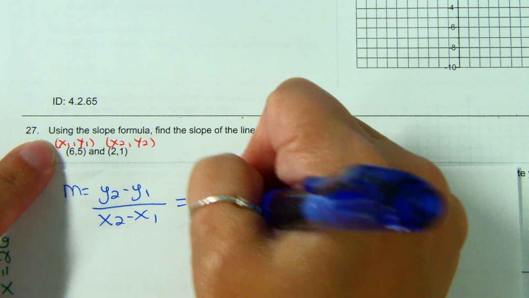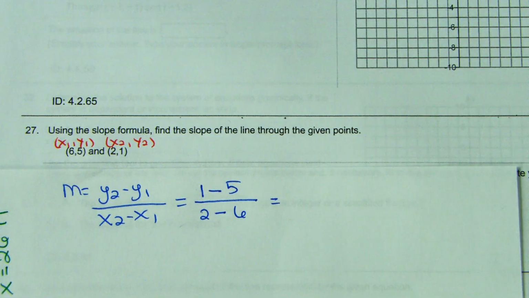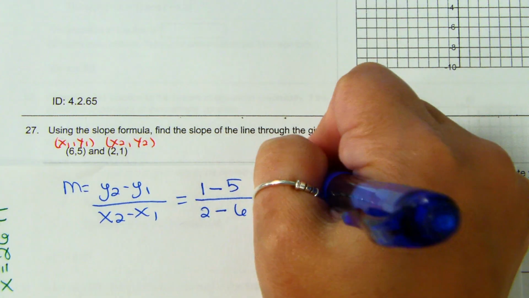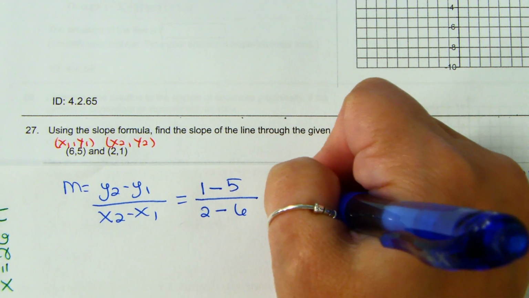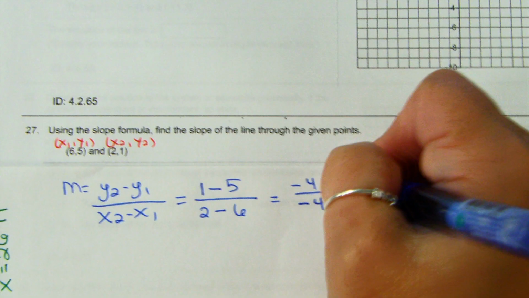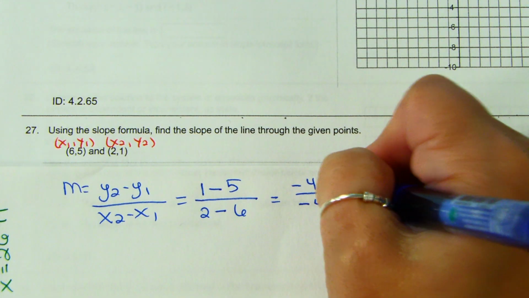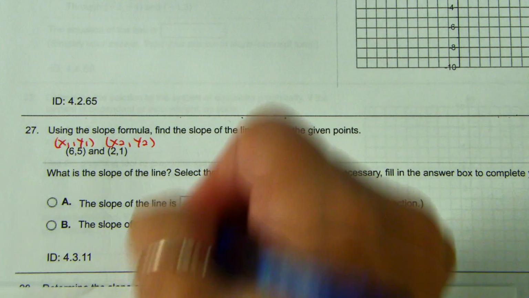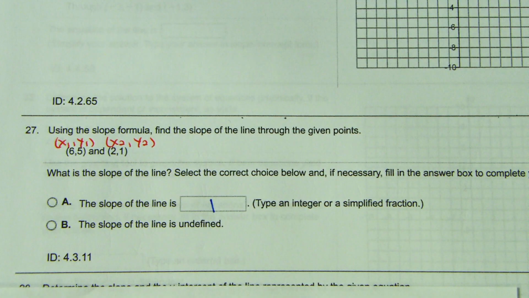1 minus 5 is a negative 4. 2 minus 6, hey, that's also a negative 4. If you have the same thing on top and the same thing on bottom, that simplifies to 1. So the slope of the line is 1. That made it nice and neat for us.